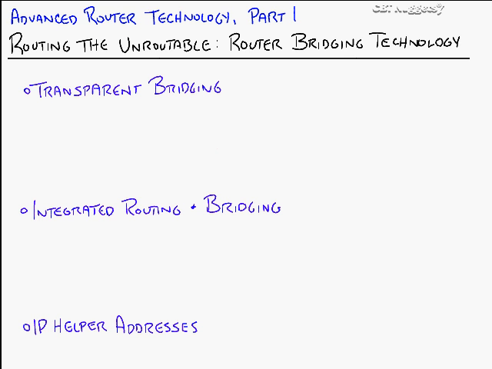Let's go ahead and wrap this up. Advanced Router Technology Part 1, talking about the routing bridging technology. What we've covered is, number one, transparent bridging. Literally removing the walls of your router and allowing certain protocols to be bridged, just like a switch does, to different areas of your network. And you can specify those using the bridge group command.